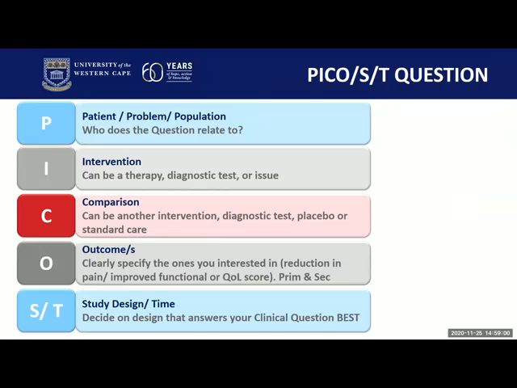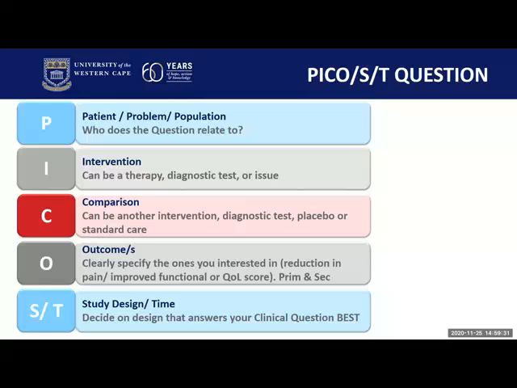Firstly, P stands for patient, problem, population. Who does this question relate to? Who are the people involved? The intervention can be a therapy, a diagnostic test, or any concern or issue. Comparison or comparator can be another intervention, another diagnostic test, placebo, or the standard care. For example, you look at the old form of treatment and the intervention would be a new form of treatment, and you want to compare those two.